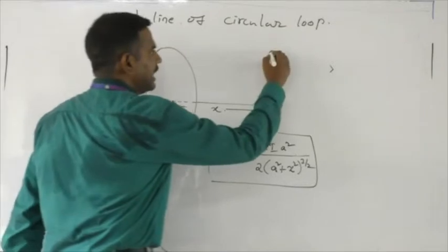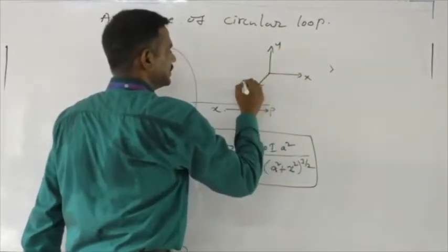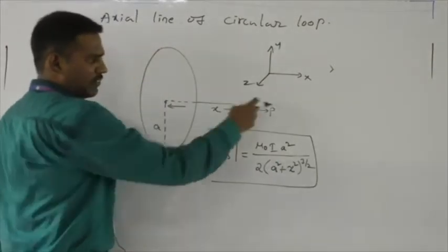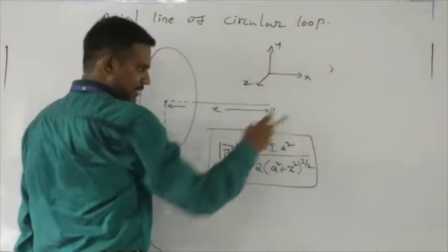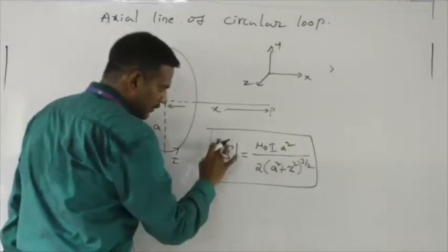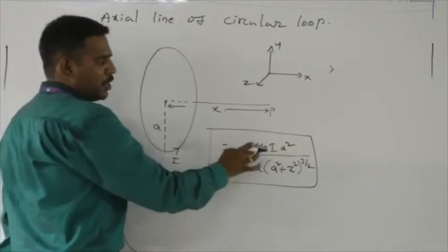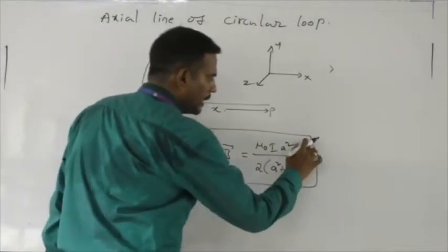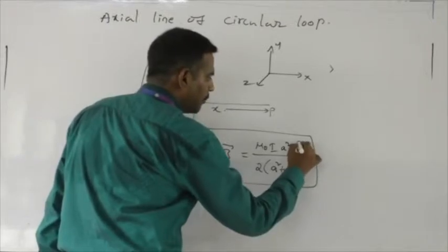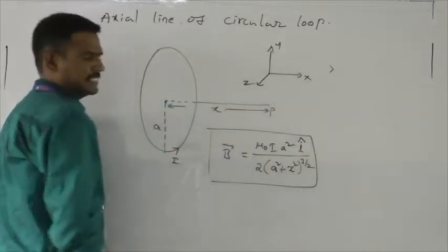So we will make use of the XYZ axis system. That means the magnetic field intensity at this point P, let us suppose it is along the positive x-axis. Then, if I want to write it vectorially, the magnetic field intensity equals mu naught I a square by 2 into (a square plus x square) whole power 3 by 2 multiplied by i cap, because the magnetic field intensity is along the positive x-axis.